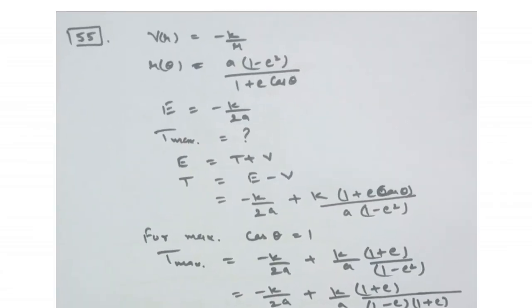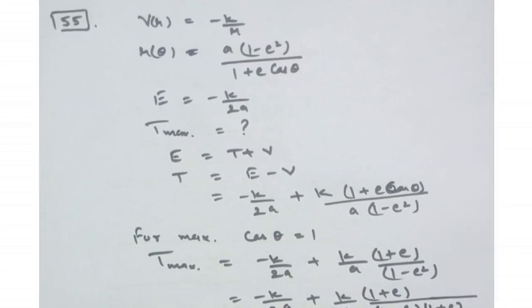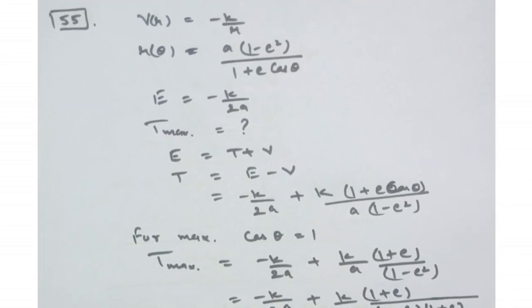Now here the given values are, V is equal to minus k upon r and r is equal to a into 1 minus e square upon 1 plus e cos theta, and the total energy is equal to minus k upon 2a. And here we have to calculate the maximum kinetic energy.